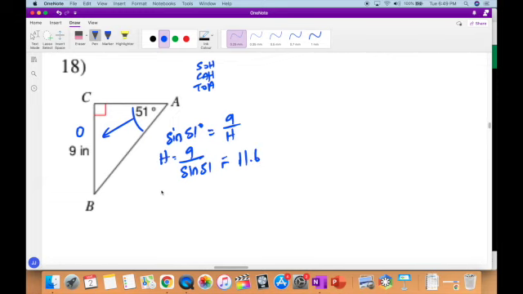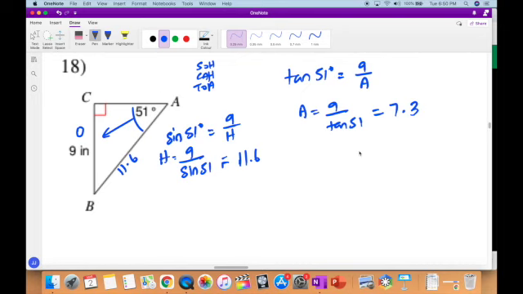Alright, and now let's use tan to find the adjacent. So this is 11.6. Let's find the adjacent now. I'm going to use the tan of the same angle you are working with, 51 degrees. That is opposite, which is 9, over adjacent. So the adjacent A is equal to 9 divided by tan of 51, which is 7.3. Got that? Nice.